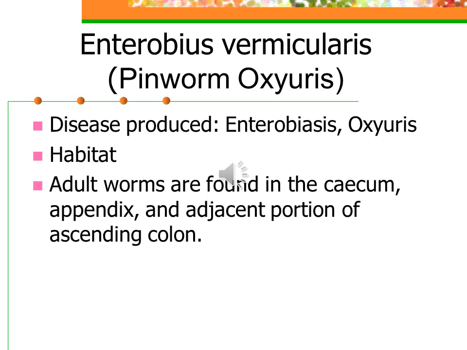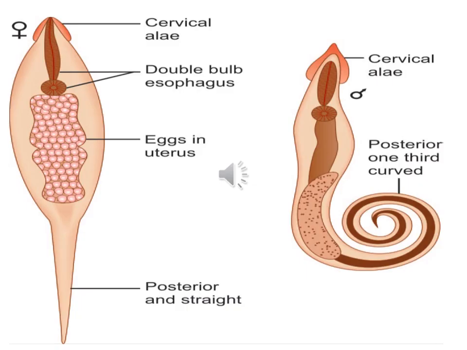Now we will see the morphology of adult worm in the next slide. As you can see, the adult worms are short, fusiform worms with pointed end, looking like bits of white thread. The mouth is surrounded by 3 wing-like cuticle expansions. The female is 8 to 13 millimeter long. She is much longer than the male, as we said before.